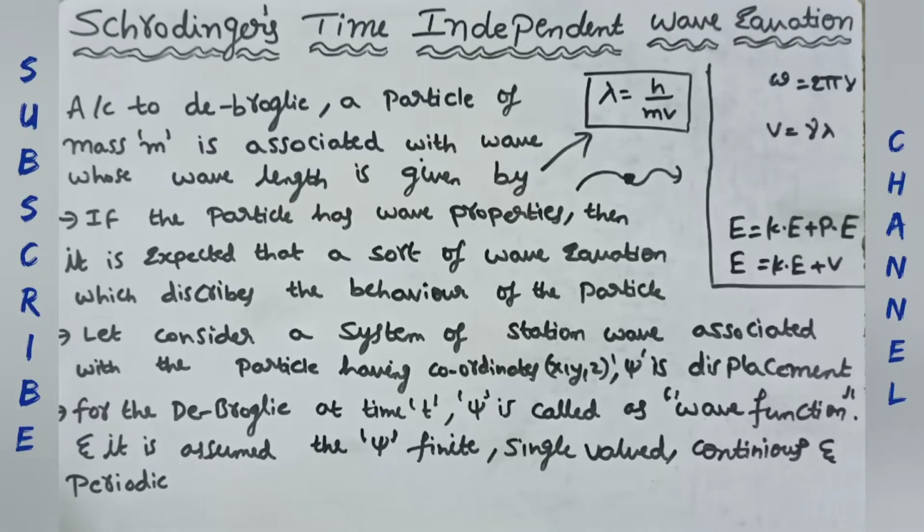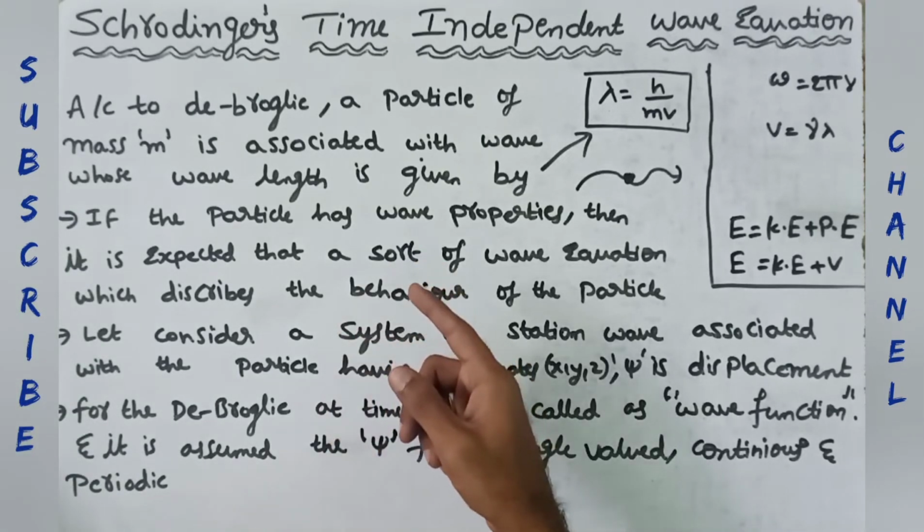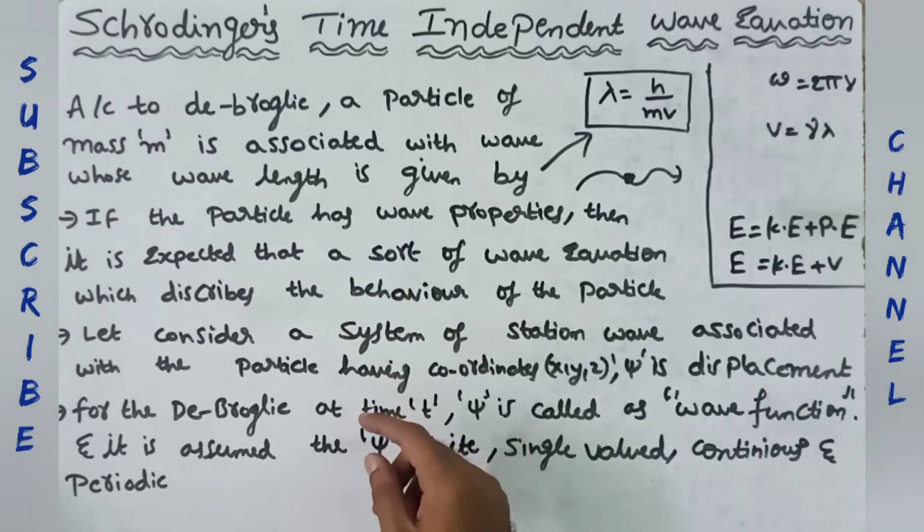Good morning students. Today we are going to discuss the most important 10 marks topic: Schrodinger's time independent wave equation. In the exam, first we have to present these points, then we have to start the derivation part. After explaining these points, I am going to start the derivation part.